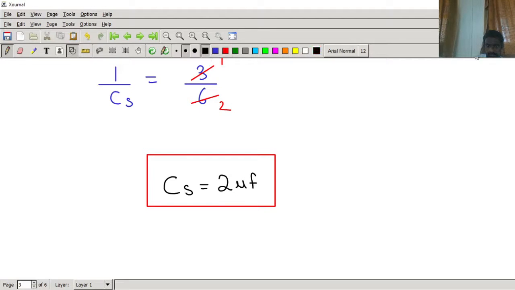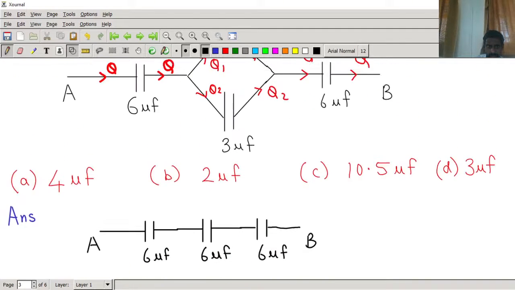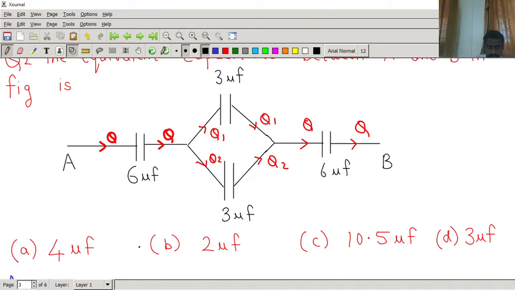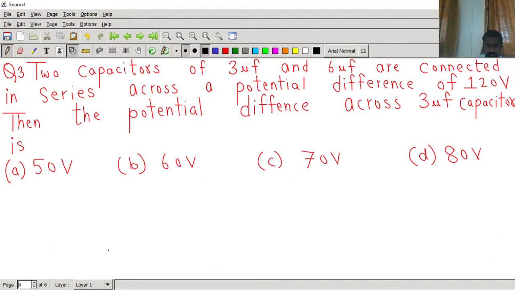So this is the answer, student, and the answer to this question is 2 microfarad. So that is option B. That means question number 2 has answer B. Now let us go to the next question, question number 3.